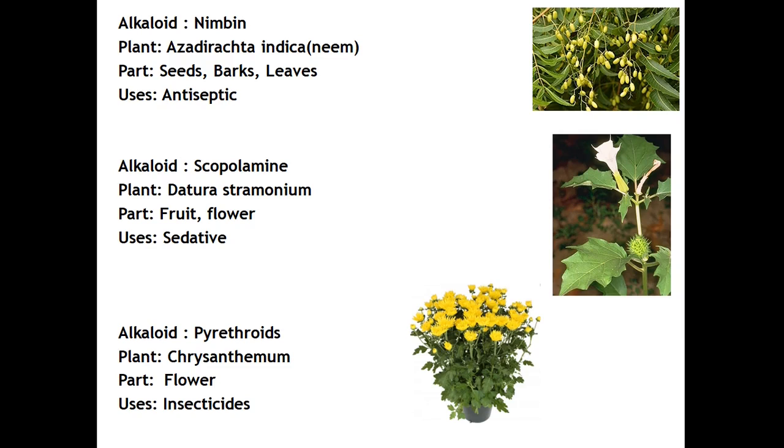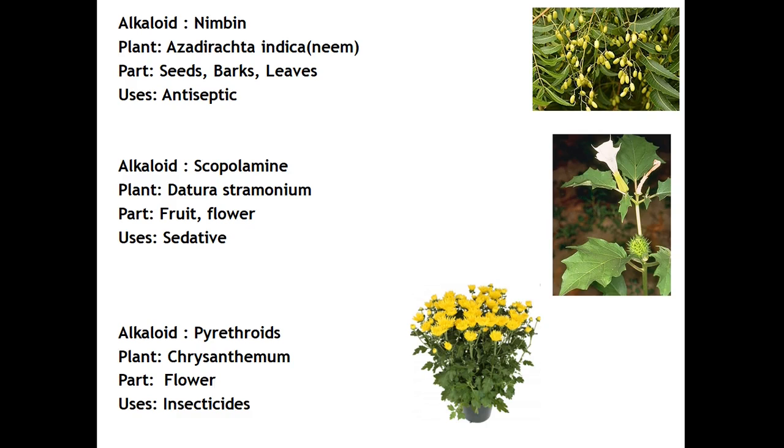The next alkaloid is nimbin. Nimbin we get from the neem tree, that is Azadirachta indica. It is from the seeds, bark and leaves of the neem tree and it is used as an antiseptic.